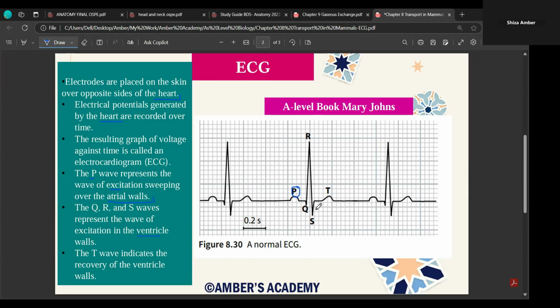So QRS is the representation of your ventricles contracting, and then we have this recovery, which is your ventricle diastole. It does not last for a very long time, but it indicates that your ventricles are now in a recovery phase. Right after ventricle contraction, we have ventricular diastole. This is part of your cardiac cycle in which you see an atrial systole, then ventricle systole, and then ventricle diastole. So ventricle diastole represents the recovery of your ventricle wall. Make sense?